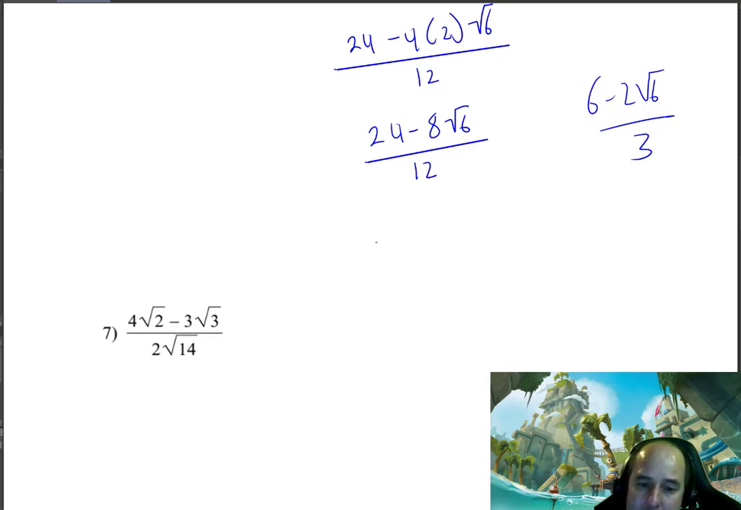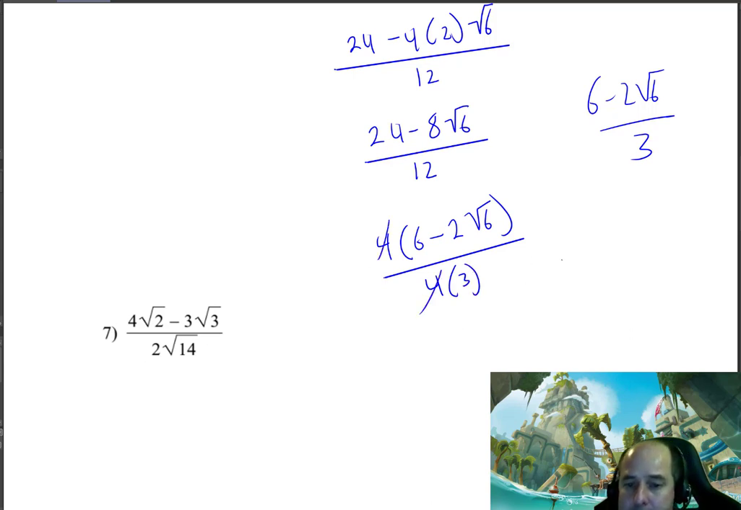What they did was they factored out a 4 from the top, so they got 6 minus 2 square roots of 6, right, by factoring out that 4, and likewise on the bottom, on that 12, they factored out a 4 to get 3. Now these 4's cancel out, and my final answer is what? 6 minus 2 square roots of 6 over 3, okay? So that's how you do that problem.